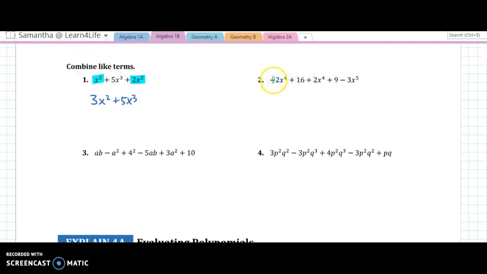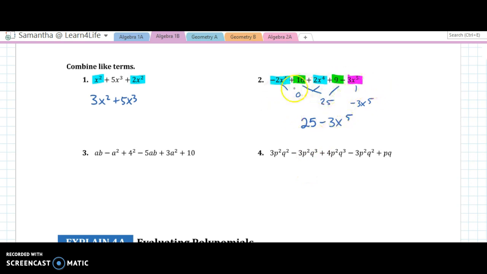All right, now the next one, we have some x to the 4ths. And then we have a regular number and another regular number, a 0 degree term. And then we have a 5 degree term. So whenever we put those together, we get negative 2x to the 4th and positive 2x to the 4th. That's 0. 16 and 9. What is that? 25. And then just the regular old minus 3x to the 5th. So now, whenever we put those together, we get 25 minus 3x to the 5th.